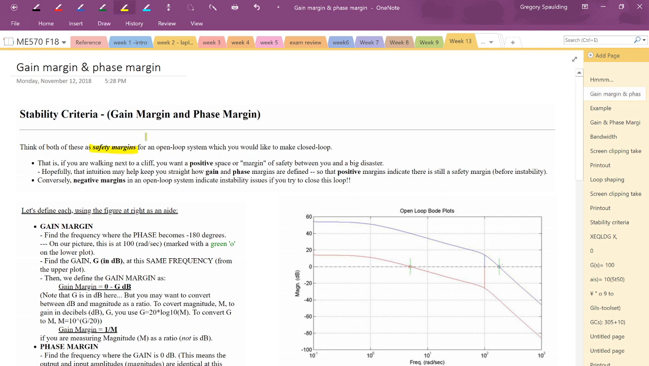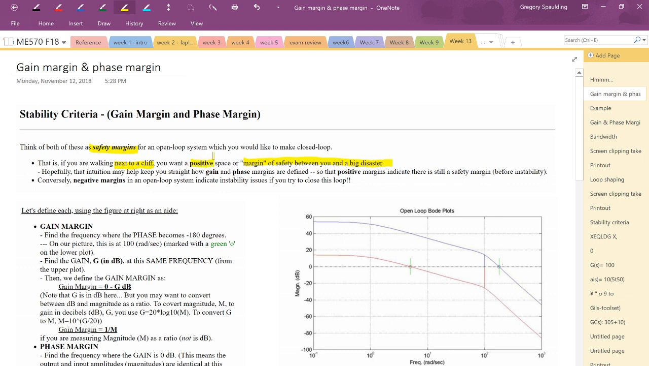Okay, this is akin to walking up to the edge of a cliff. How close do you want to get to the edge? Now, interestingly enough, most of the time our performance of the system improves the closer we get to the edge of the cliff. But if we get too close, then we run the risk of stepping off and going unstable. And so we want to think about these margins as a measure of how close we are to this disaster. The margin is the safety between you and this big disaster. And so we want this positive space.